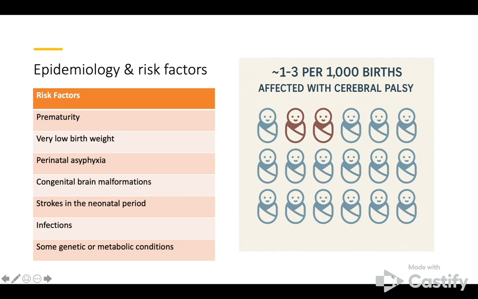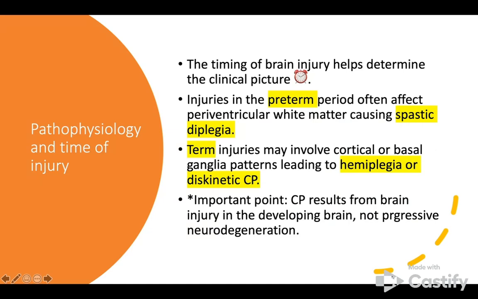I want to add one more point here, which is hyperbilirubinemia, which can cause kernicterus in the neonatal period, where the bilirubin can accumulate in the basal ganglia and may lead to cerebral palsy as well. The pathophysiology really depends on the time of injury. That's why it's very important to understand if the baby was born preterm or at term.